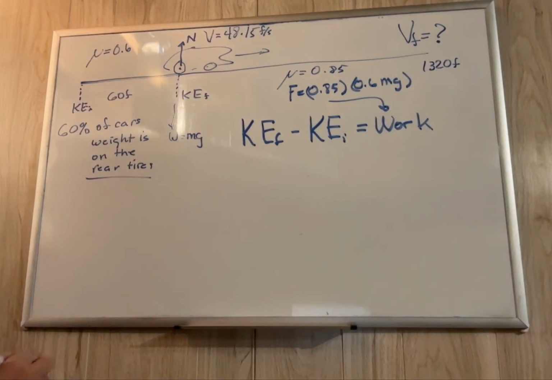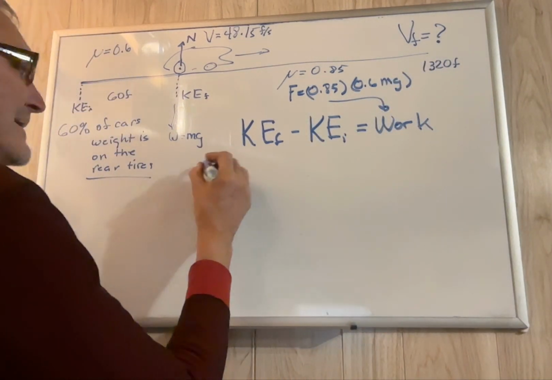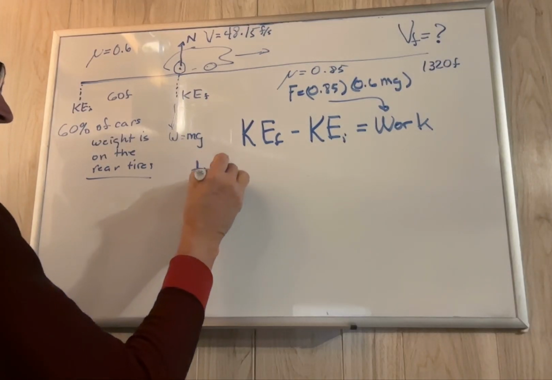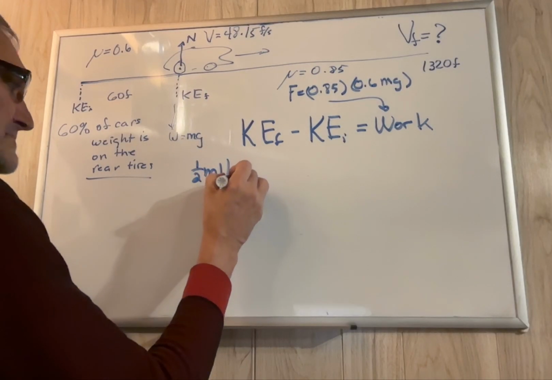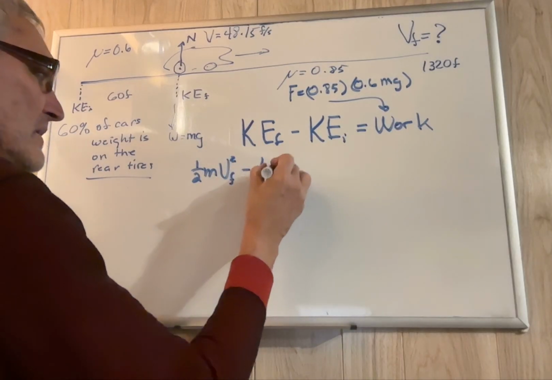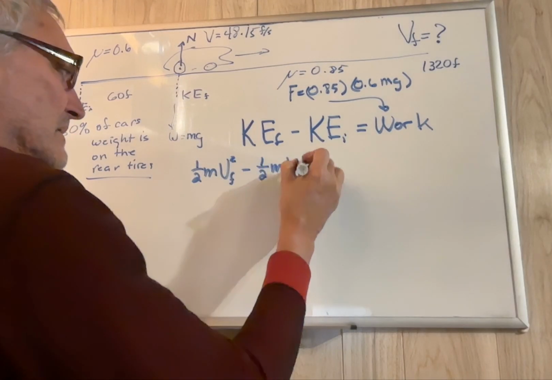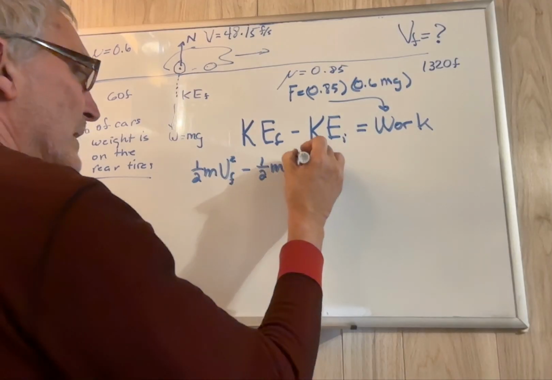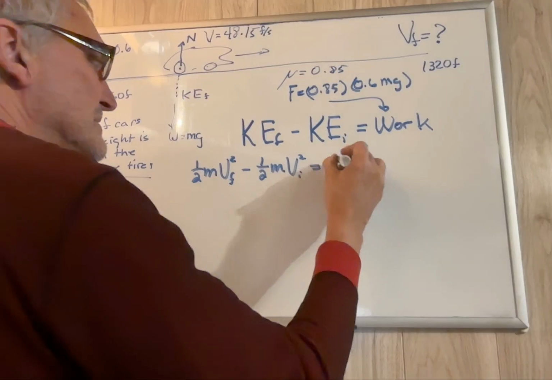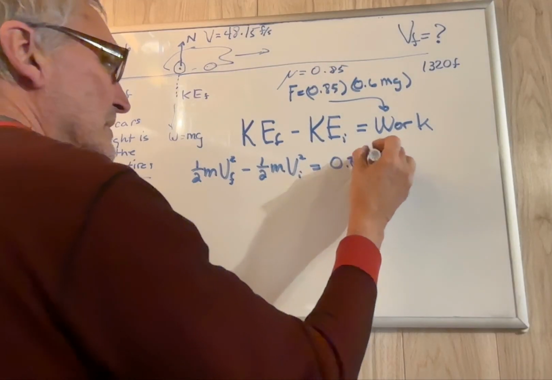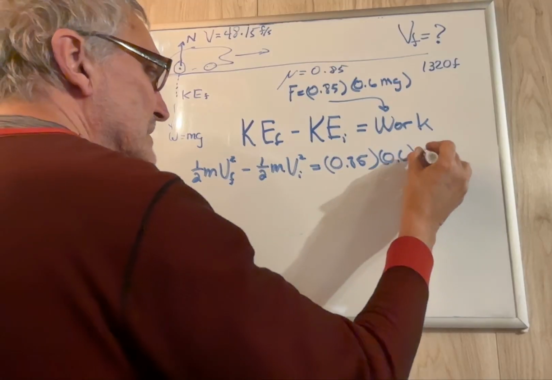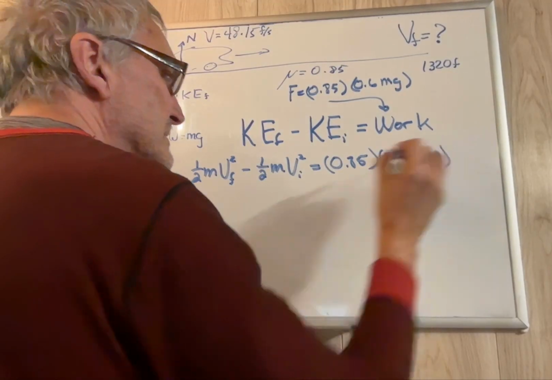Now, let's just work it out. So kinetic final: I'm going to have 1/2 mv final squared, minus 1/2 mv initial squared, is going to be equal to my force, which is 0.85 times 0.6 times mg, times the distance.